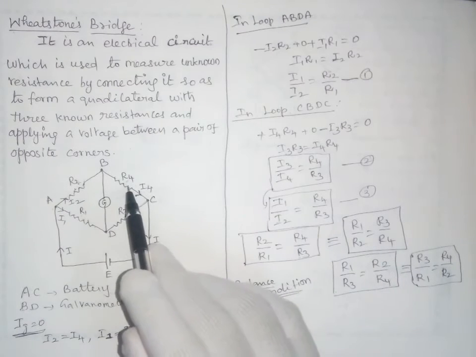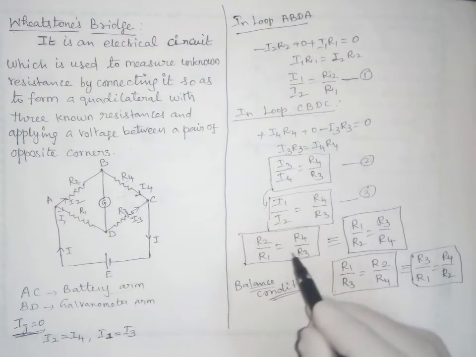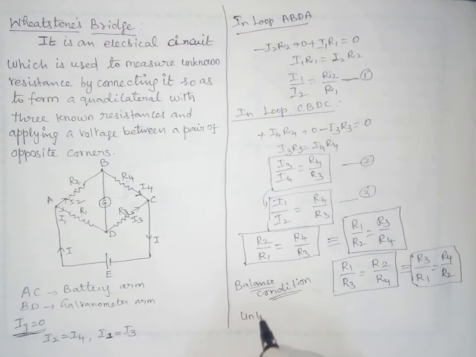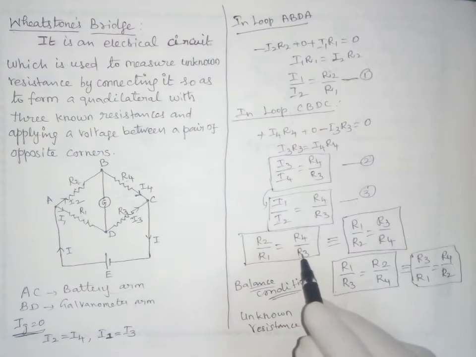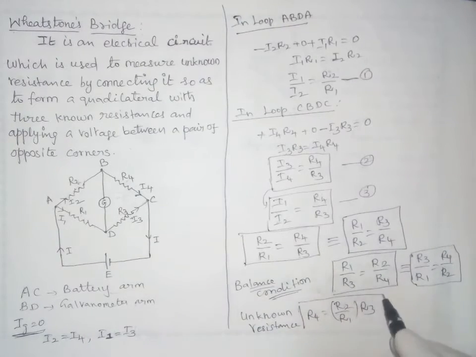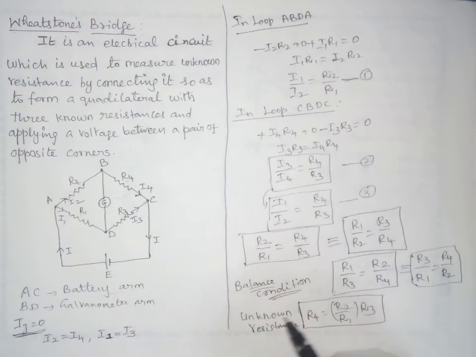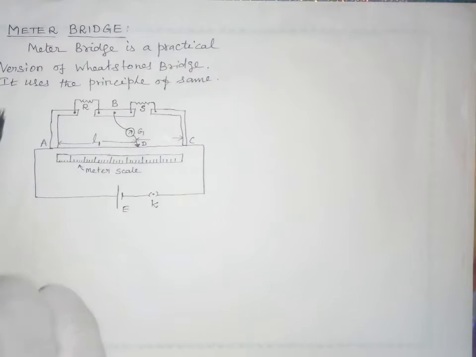If we choose the unknown resistance as R4, then by knowing the other three we can write the unknown resistance R4 equal to, taking R3 to the left side, R2 by R1 into R3. In this way we can find the unknown resistance by using the balanced condition of the Wheatstone bridge. Next we are going to see the meter bridge.